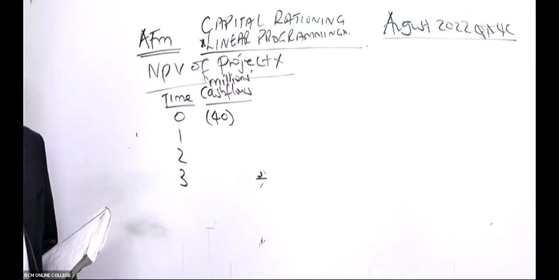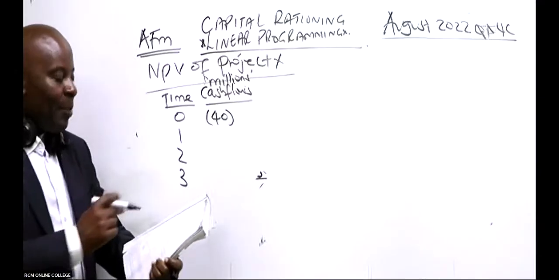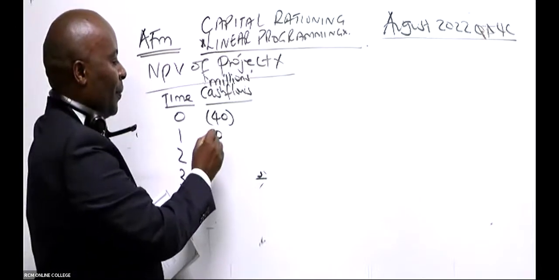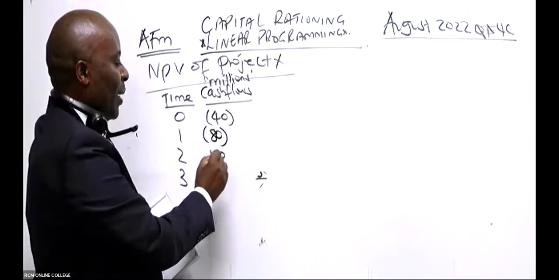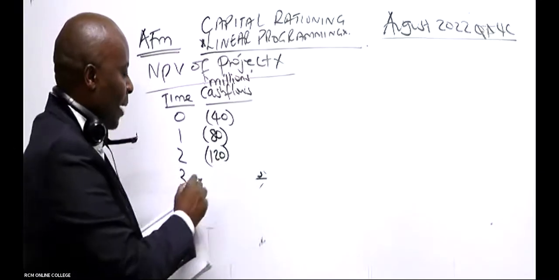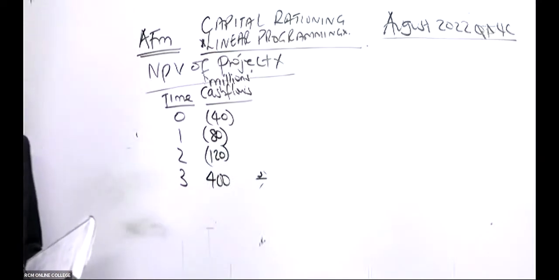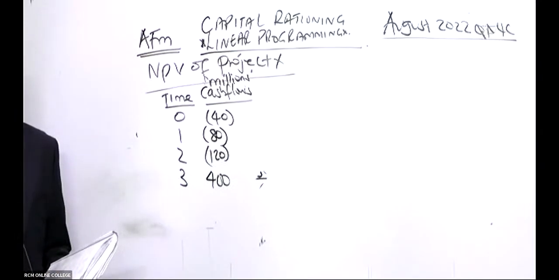So project X, at time 0, I'm investing 40. It's quite a useless project because year 1 is not going to give me any money. Still in year 1, I can see myself pumping in more money, 80. Year 2, I still pump in 120. But year 3 now, I get a lump sum, manna from heaven, 400. And that happens to be the last year.